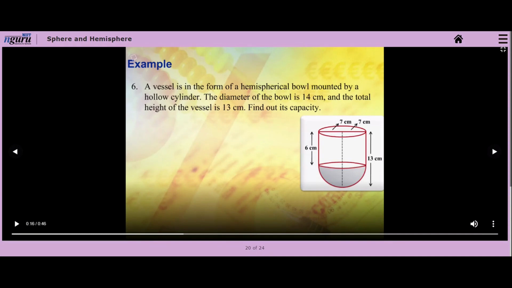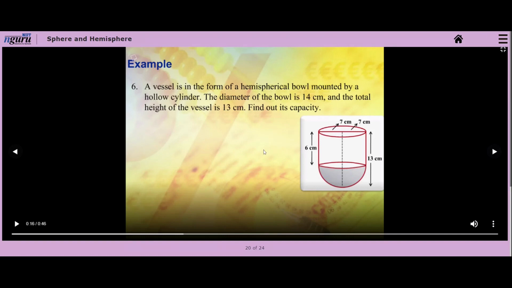Diameter is 14. What is the radius of the hemisphere? 7, ma'am. Ma'am, how much did you get? I got 205.4. So you do 2 by 3 pi r cube plus pi r squared h.